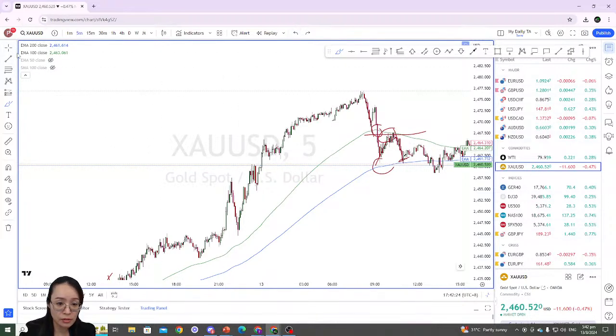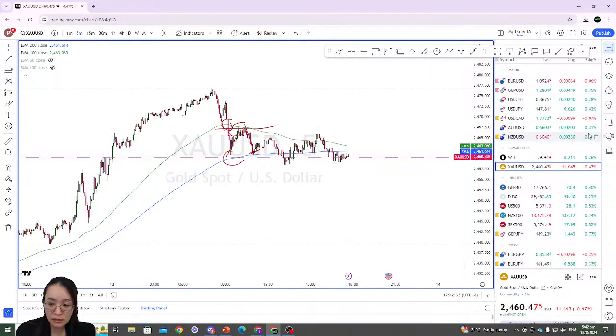Okay, now I've just taught you guys how to use EMA to trade gold. I use this method to scalp gold at least 30 to 50 pips. Okay, let me know if you have any questions.